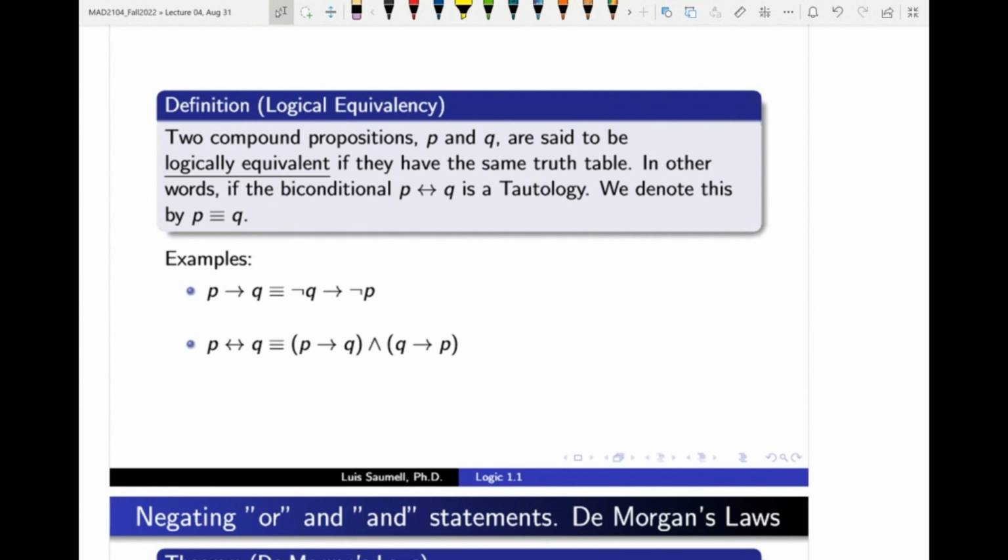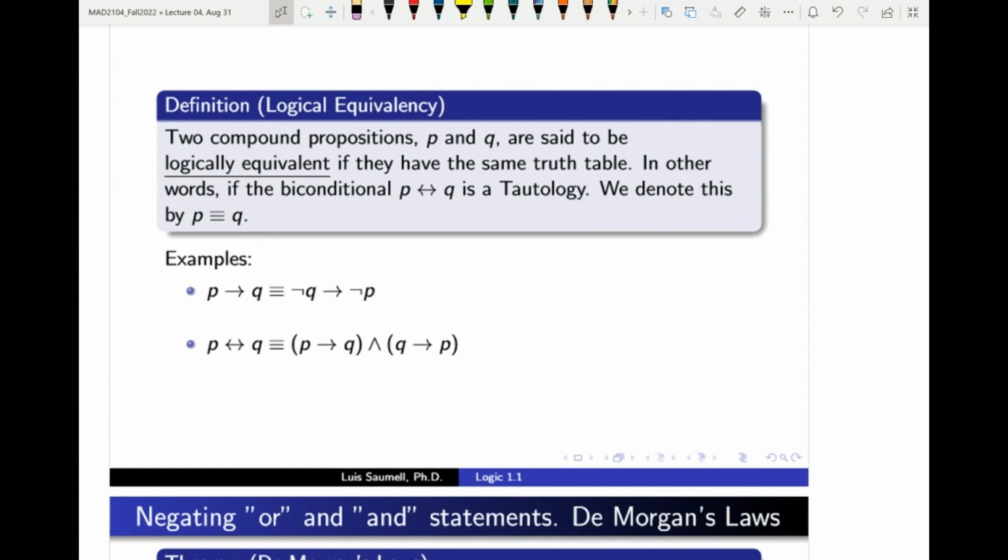What is the condition for a biconditional to be true? We defined this last time. When is a biconditional true? When P and Q have the same true or false value. When they are the same, and that's exactly what being logically equivalent means, right? If P and Q have the same value, then they're logically equivalent.